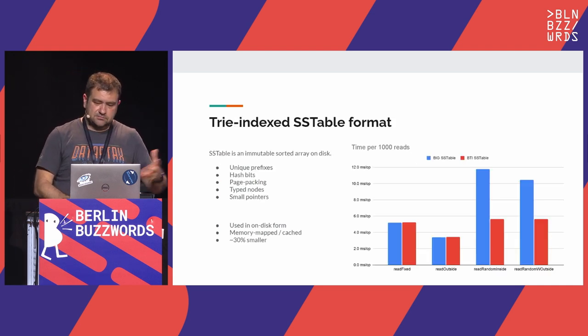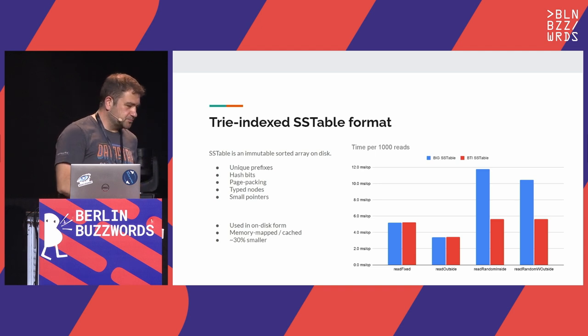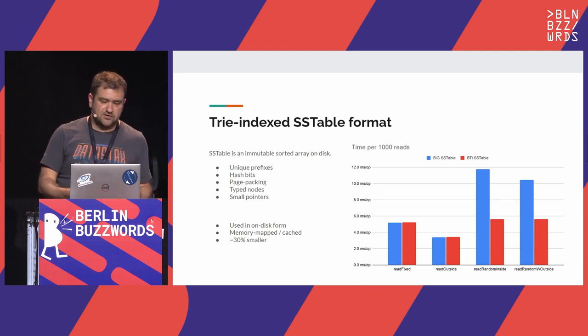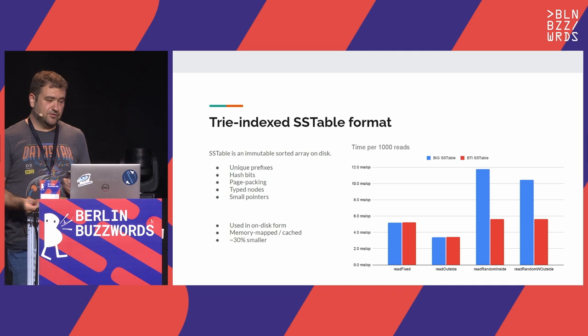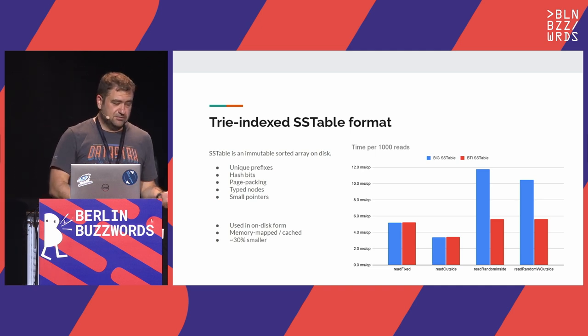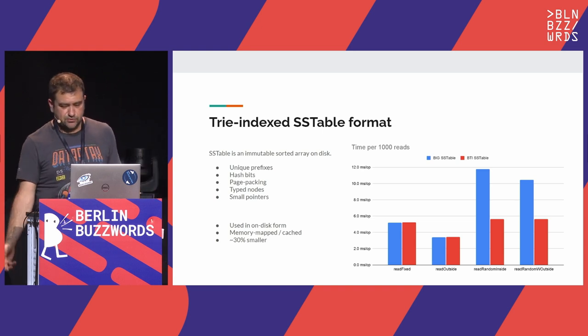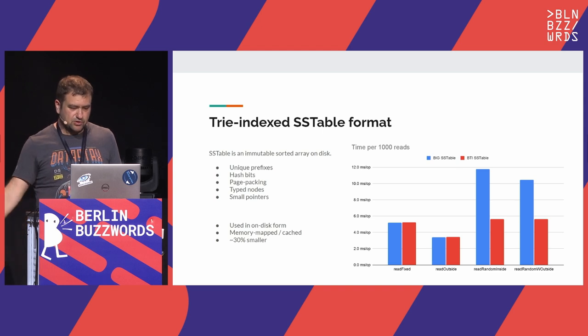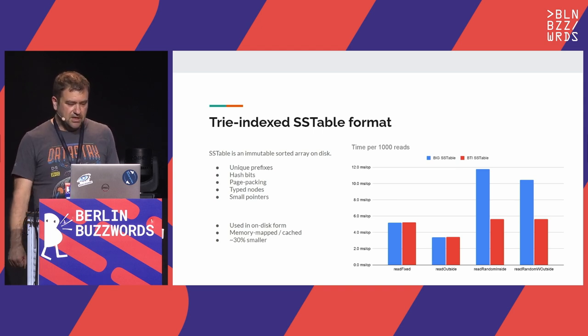This is a very quick example of the kind of performance improvements that we've got from using these trie indexes. When you're trying to do random reads inside an SSTable using this new SSTable format, queries are about twice as fast.